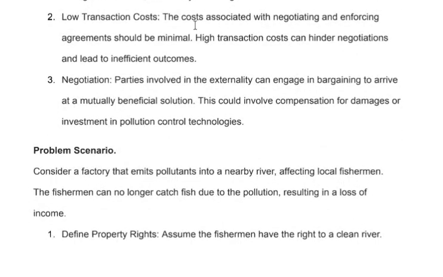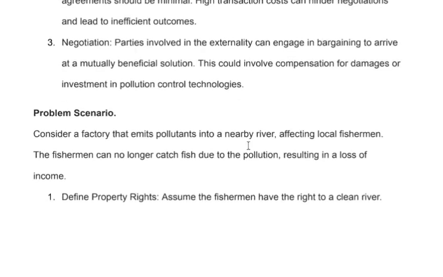Low transaction costs. The costs associated with negotiating and enforcing agreements should be minimal. High transaction costs can hinder negotiations and lead to inefficient outcomes. Negotiation. Parties involved in the externality can engage in bargaining to arrive at a mutually beneficial solution. This could involve compensation for damages or investment in pollution control technologies.